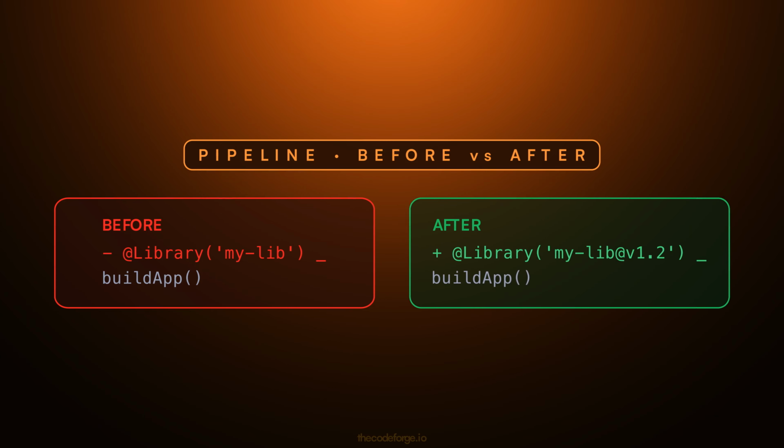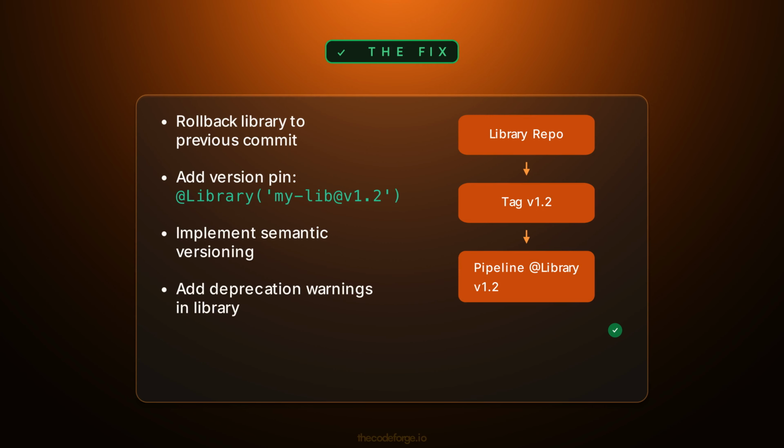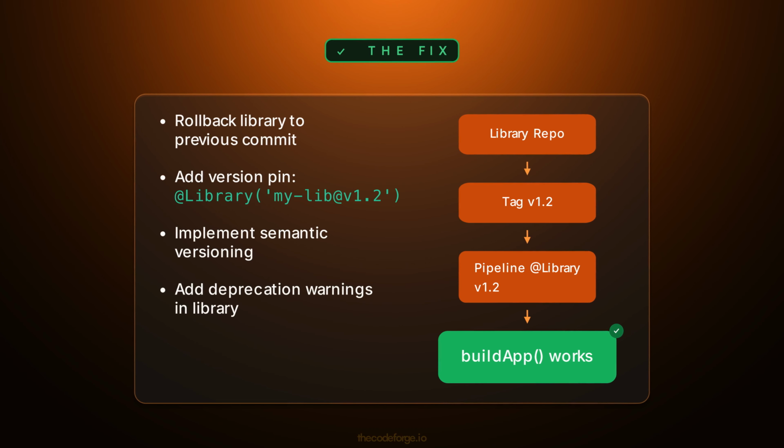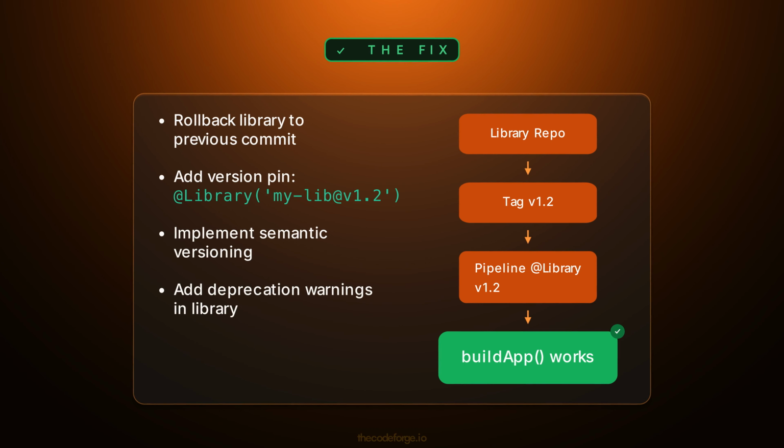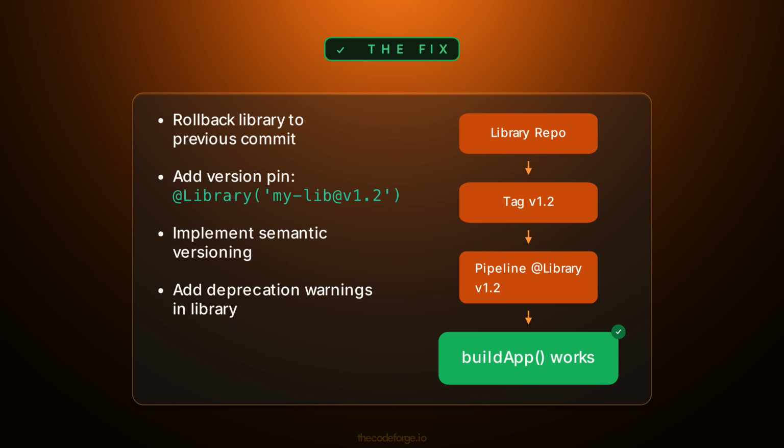The library maintainer renamed buildApp to buildApplication without deprecation, breaking pipelines that still called buildApp. The fix involved rolling back the library, adding version pinning to all Jenkinsfiles with @Library('mylib@v1.2'), and implementing semantic versioning. Now, breaking changes are communicated with major version bumps, and pipelines are pinned to specific versions.